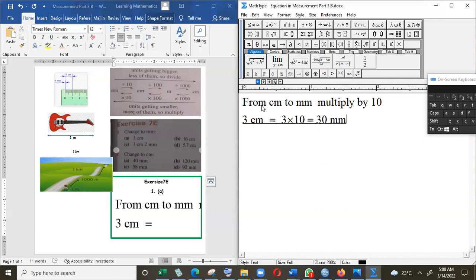So from centimeters to millimeters, we multiply by 10. If we have 3 centimeters, to change it to millimeters, we have to multiply by 10. Okay. From centimeters to millimeters, we multiply by 10. So 3 centimeters is equal to 30 millimeters. Okay. So please take this down. So that's the answer, 30 millimeters. 3 centimeters is 30 millimeters.